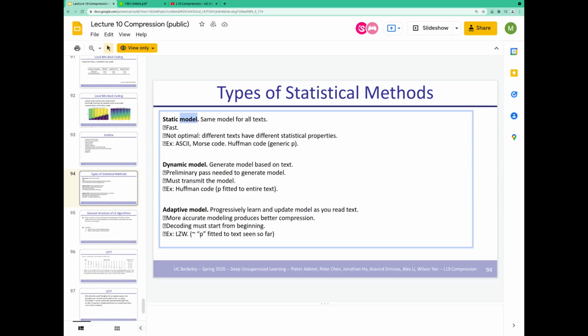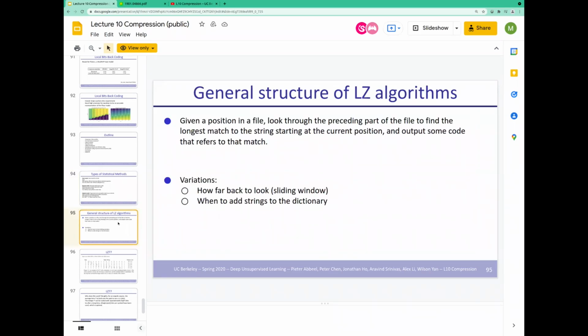An adaptive model is to learn and update the model as you go along. So LZW, the Lempel-Ziv, works that way. But decoding must start from the beginning, so you can't just decode from anywhere in the middle.